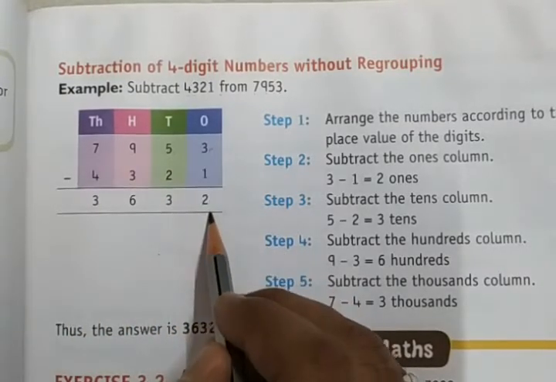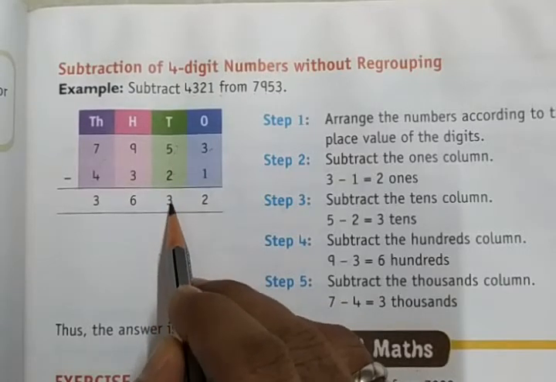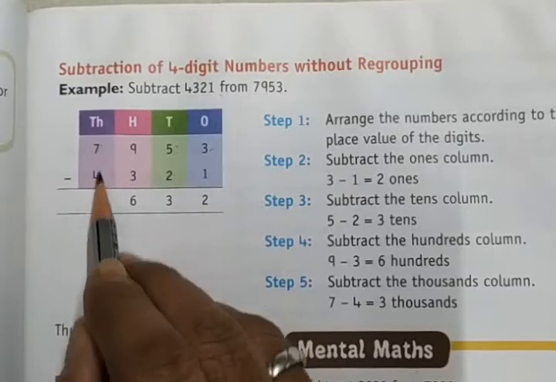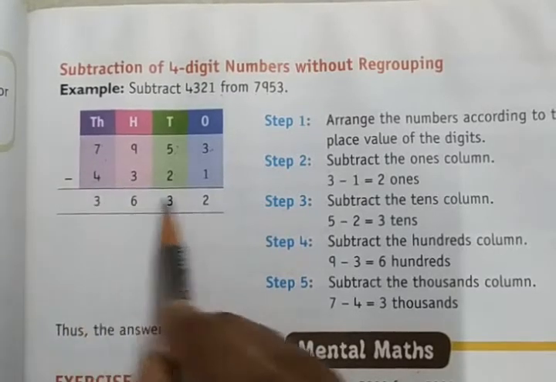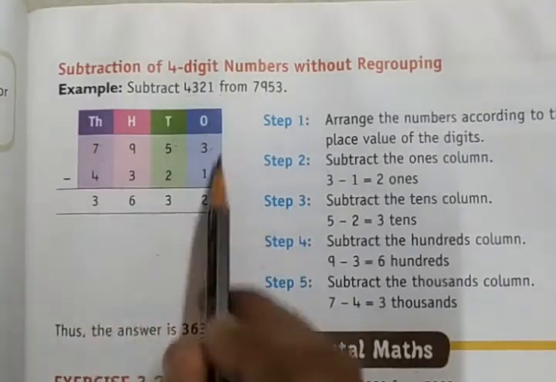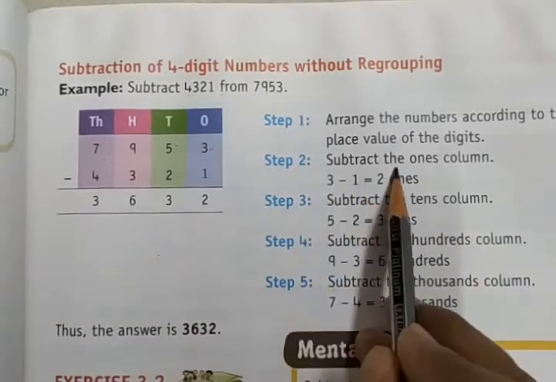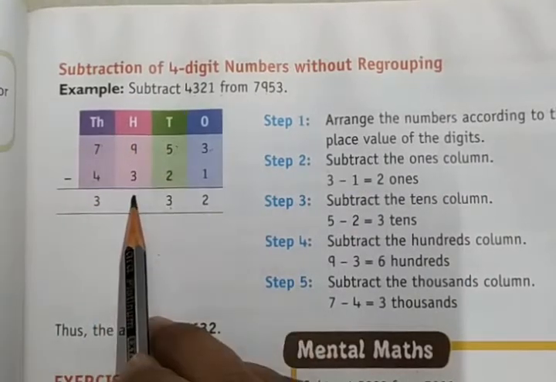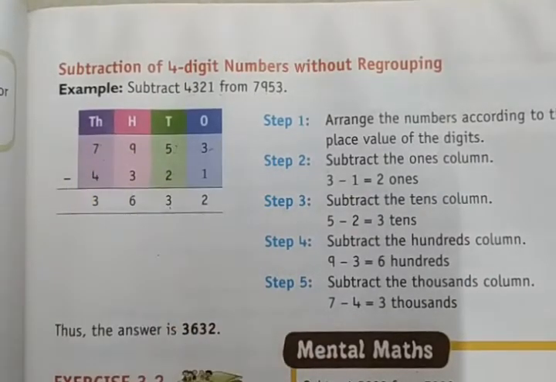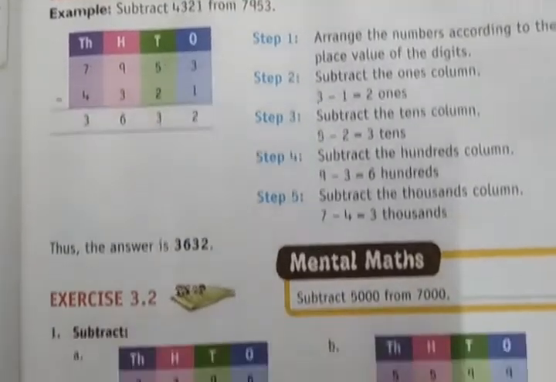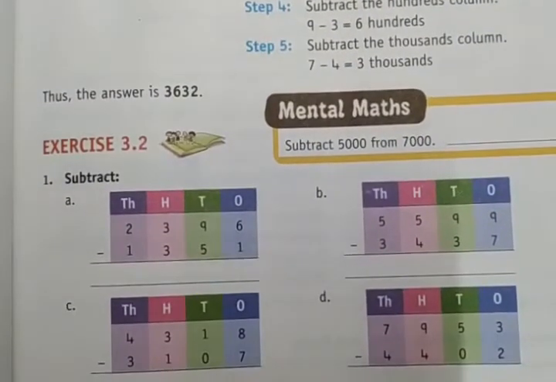3 minus 1 is 2. 5 minus 2 is 3. 9 minus 3 is 6. 7 minus 4 is 3. So these are the steps. First, arrange in the place value chart. Second, subtract the ones column. Then subtract the tens column. Then subtract the hundreds column. Then subtract the thousands column. Right? So here it finishes. The answer is 3,632.